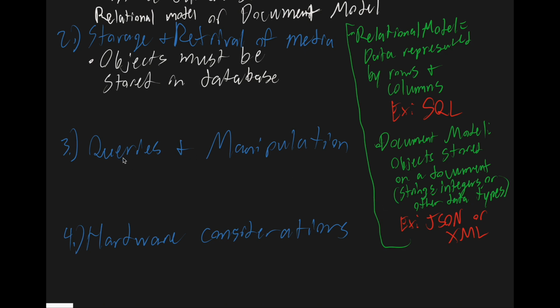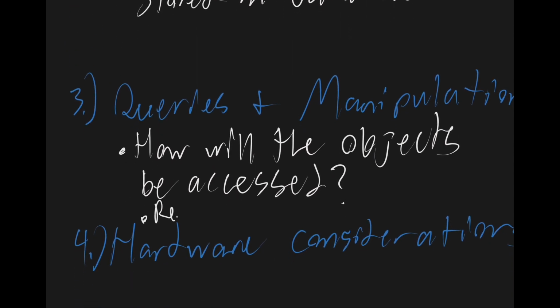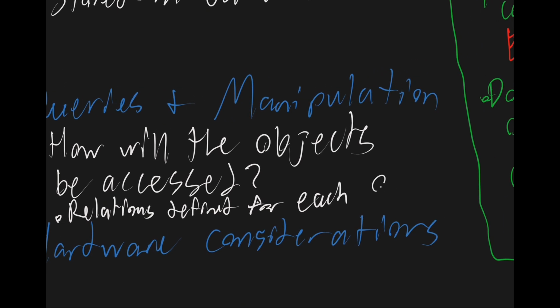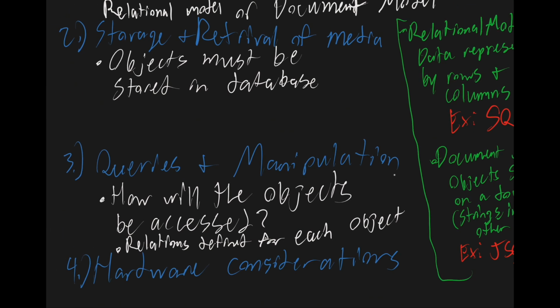Meanwhile, for queries and manipulation, the developer needs to consider how these objects will be accessed. So how will the objects be accessed? They will need to perform complex joins. So we need relationships defined for each object. And this is where a relational database actually excels over a document model, because you can discern relationships between the two.